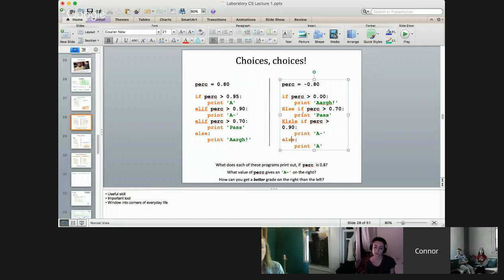If you wanted to fix this, you could do a less than. So if the perk was less than 0.7, then print R. And that would solve it for any value under 0.7. Is this making sense to you, Ilaria? I think so. Awesome. Please pipe up with questions if you have them.